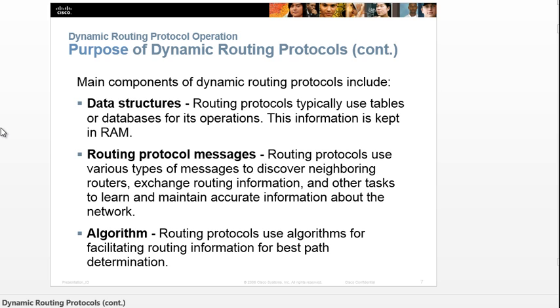So some of the main components of dynamic routing protocols are going to include things like data structures. These are going to be the tables or databases used. This is normally kept in RAM. On some really big routers, you may find they have hard drives that store this. They may have both. They may have a solid state hard drive that reads it into RAM when it's booted. They're also going to contain routing protocol messages. These are basically the messages that are used when the routers actually exchange information.